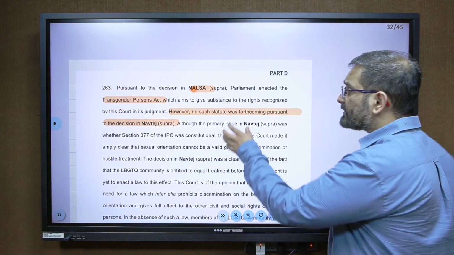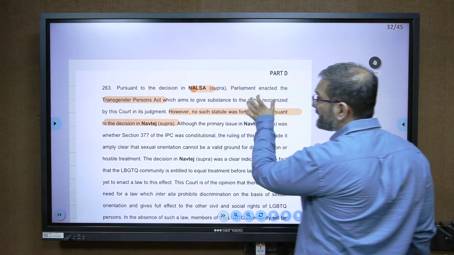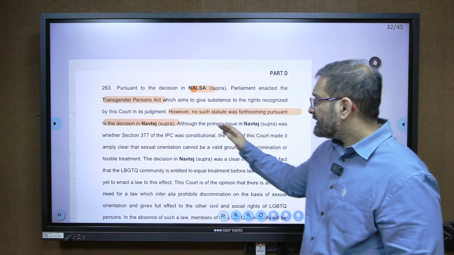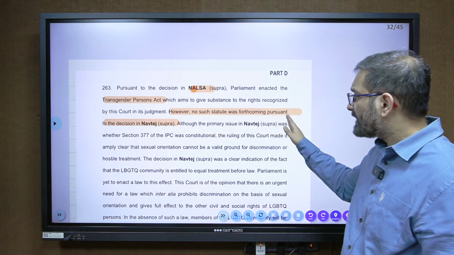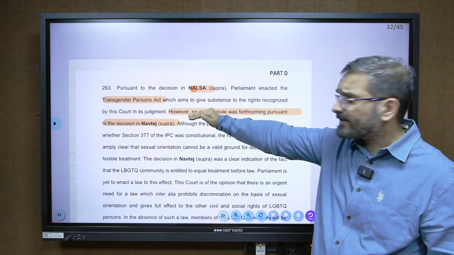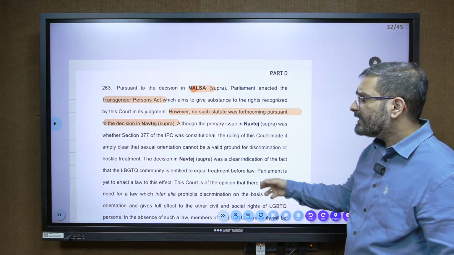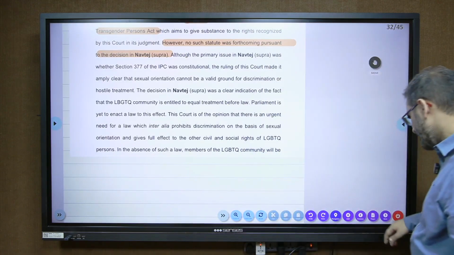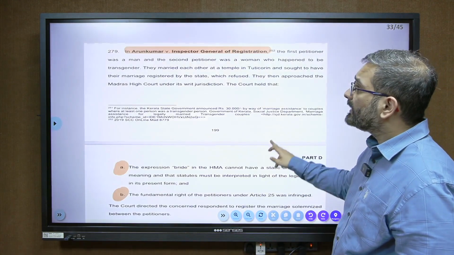Standard MCQ. Now we go to: pursuant to the decision in NALSA, Parliament enacted the Transgender Persons Act. This MCQ we've already discussed. However, no such statute was forthcoming pursuant to the decision in Navtej. So they can ask you which Act came after NALSA. That is the Transgender Persons Act. And after Navtej nothing came. They have reminded the government to do so.